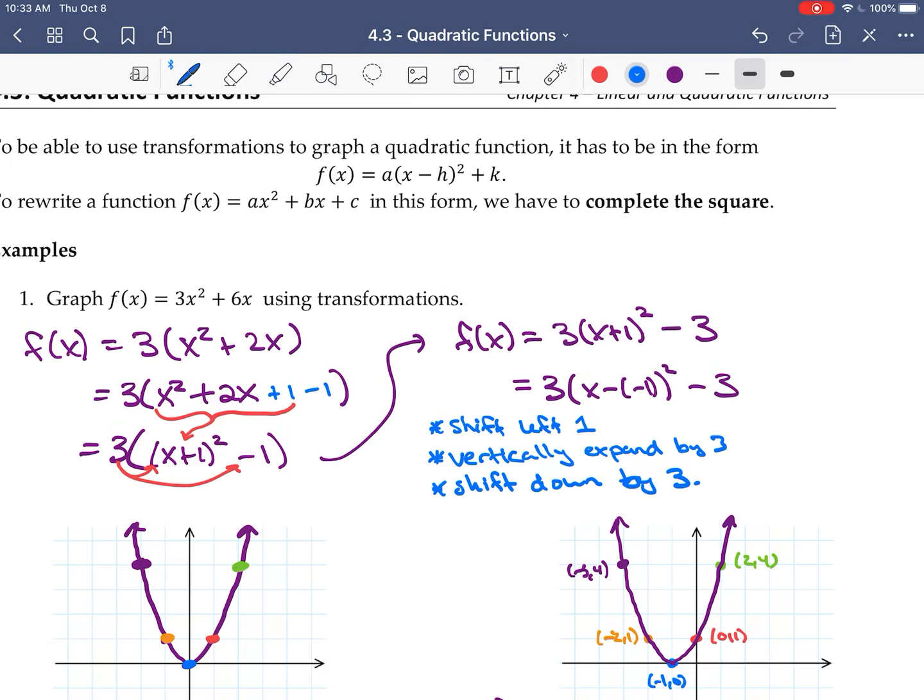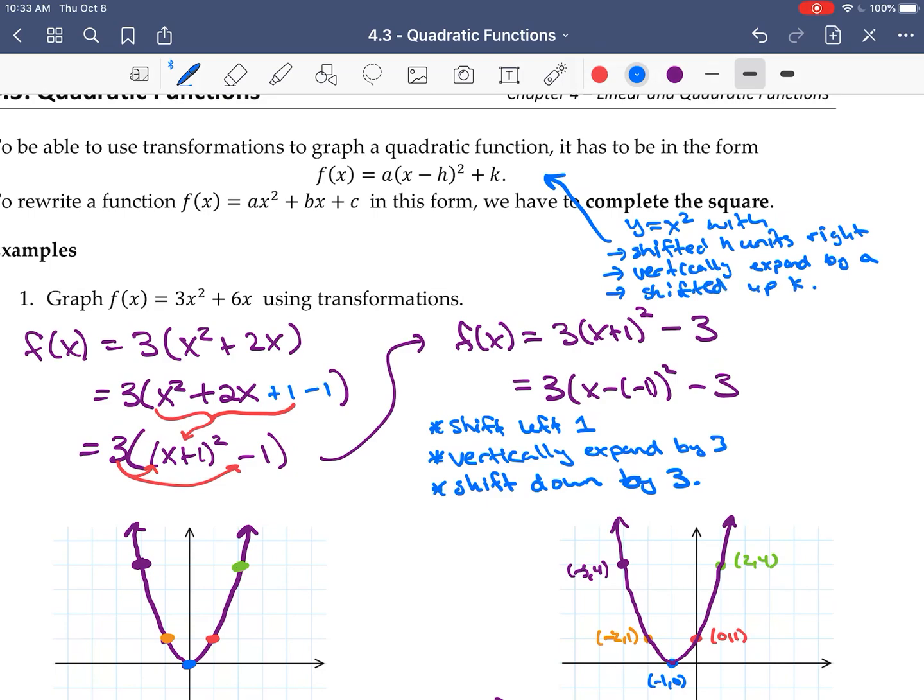So maybe let's just write up here. This is y equals x squared that's been shifted h units right, vertically expanded by a, and then shifted up by k units. So that's what's going on if it's in that form. If we write it in that form, those are the operations you want to do, and actually in that order.